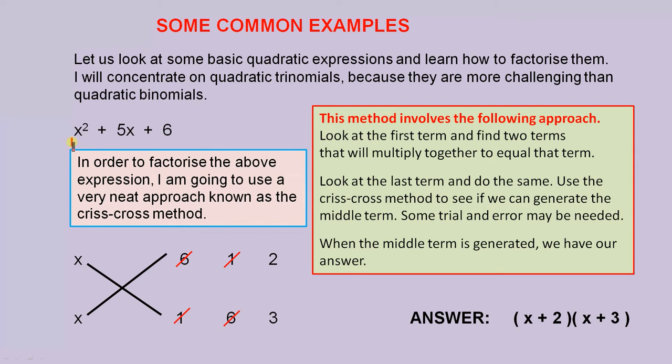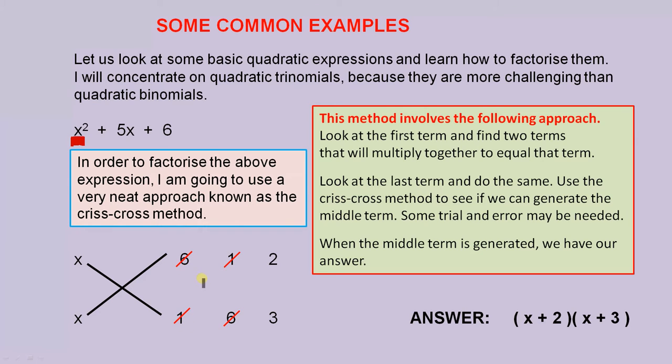So here is the first term, x squared. And the two terms multiplied together to give you x squared are x and x. And you just draw this cross here, and I'll show you how that operates in a moment. But we make sure that we draw this cross like that. Look at the last term and do the same. So here's the 6. Now two numbers multiplied together to give you 6 are 6 and 1.